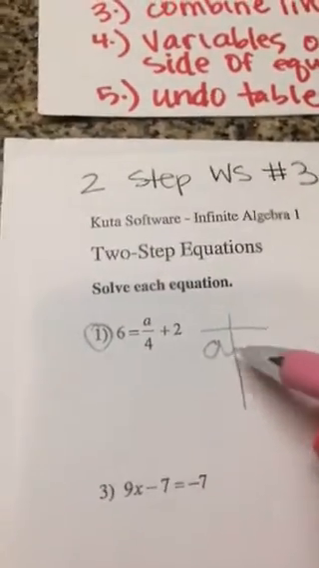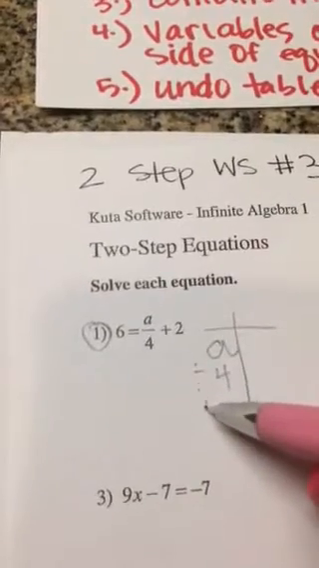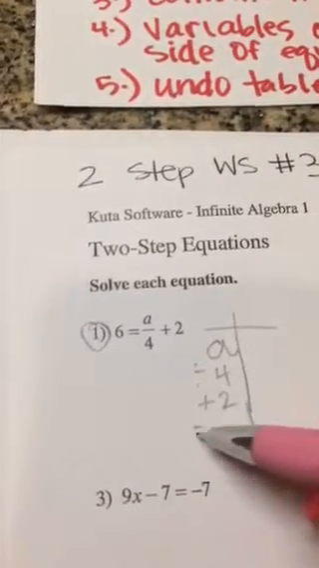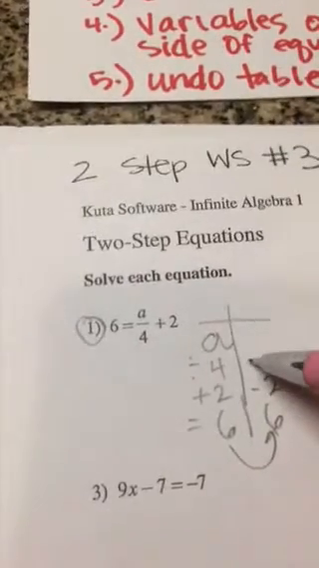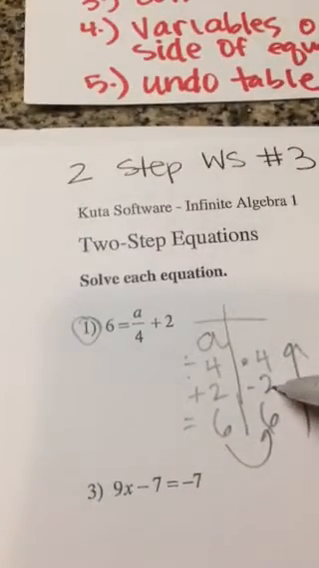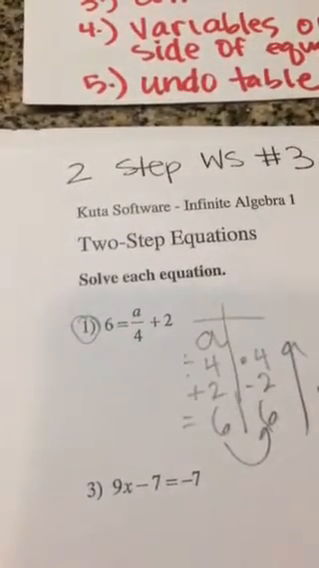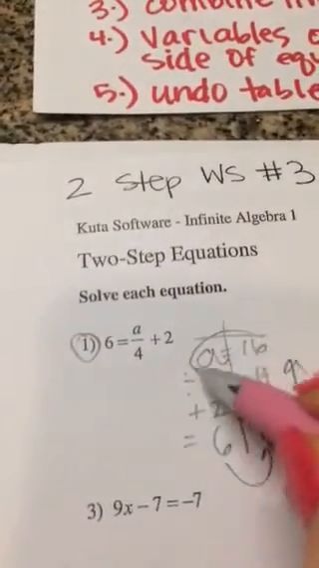Our variable is a. The first thing happening to a is divide by 4. The second thing is add 2, and it equals 6. Subtract 2, multiply by 4. 6 minus 2 is 4, times 4 is 16, so a equals 16.